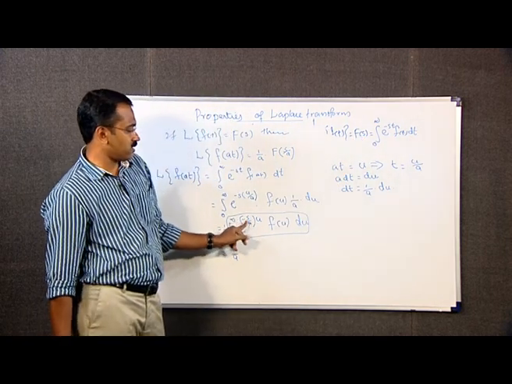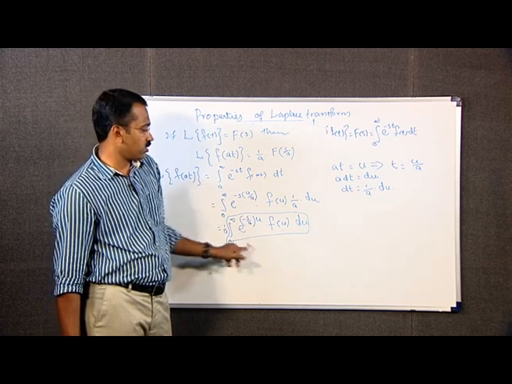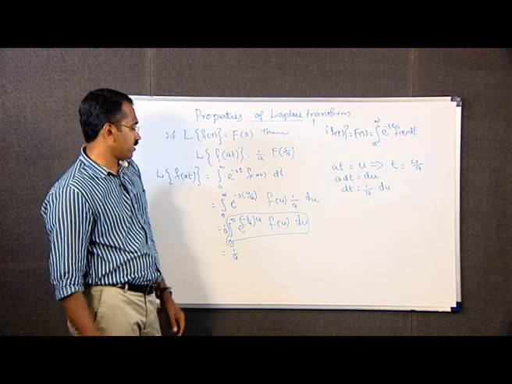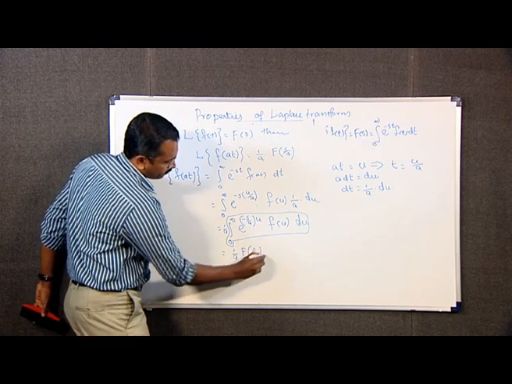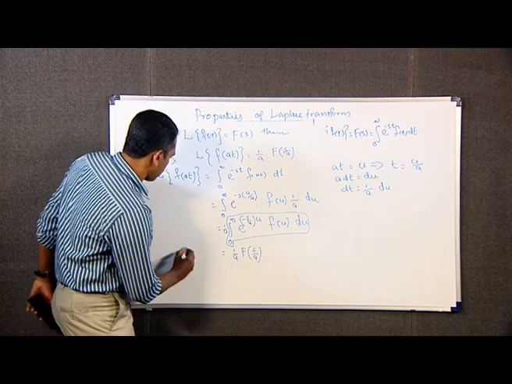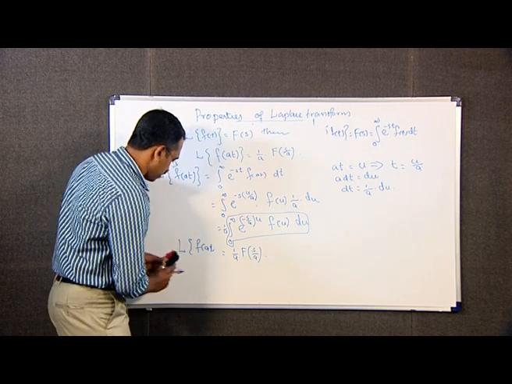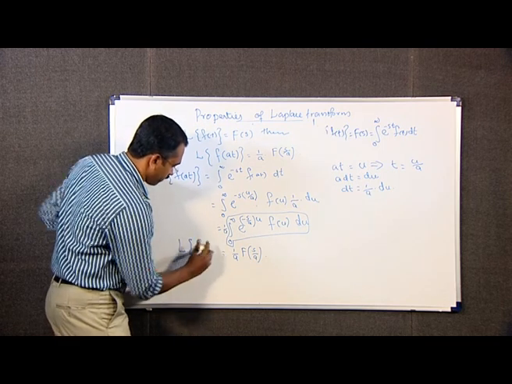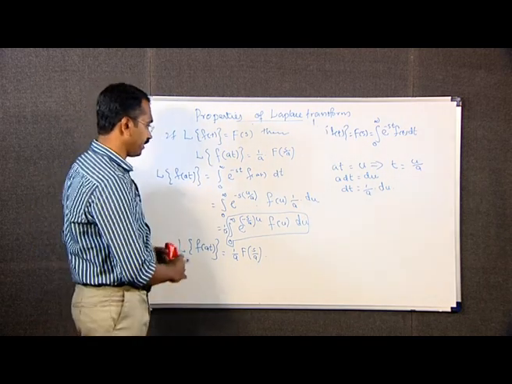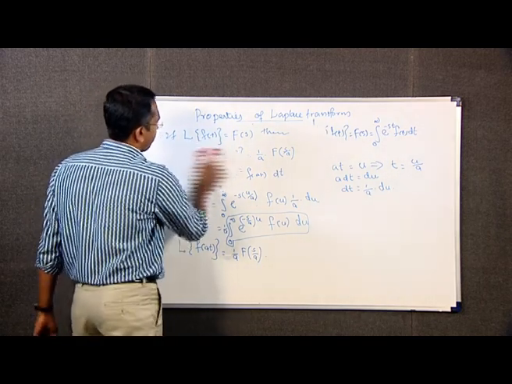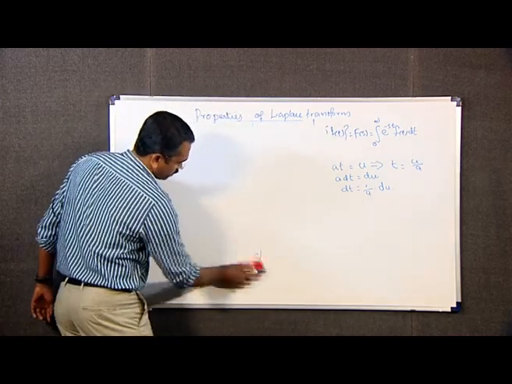Similarly, instead of s, here it is negative, s by a. Therefore, this is a function of s by a. That means the Laplace transform of the changed function f of a t is equal to 1 by a into F of s by a. This is the change of scale property.